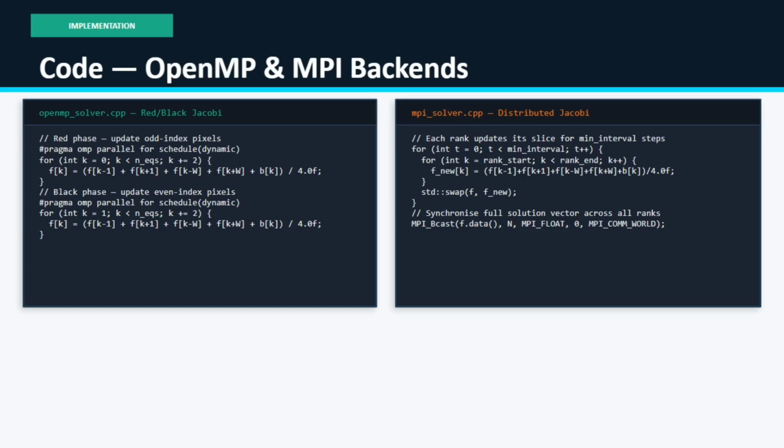For MPI, each rank independently updates its slice of the solution for a batch of iterations. That's the sync interval parameter. Before broadcasting the full solution vector with MPI bcast, the key design decision here was batching that synchronization every 100 iterations rather than every single one. That is what keeps MPI's communication overhead manageable and is the reason it performs reasonably well at large sizes despite the inter-process communication. You can see the typical benchmark invocation commands shown here, one for OpenMP and one for running MPI across 4 ranks.